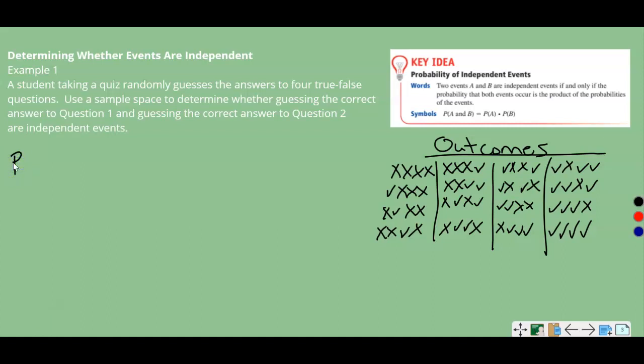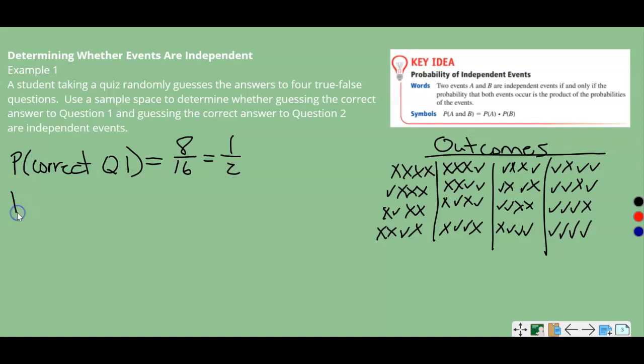All right, so the probability that we're correct on question 1. All right, correct on question 1. So we have 1, 2, 3, 4, 5, 6, 7, 8. So we're going to have 8 out of 16, or 1 over 2, 1/2.